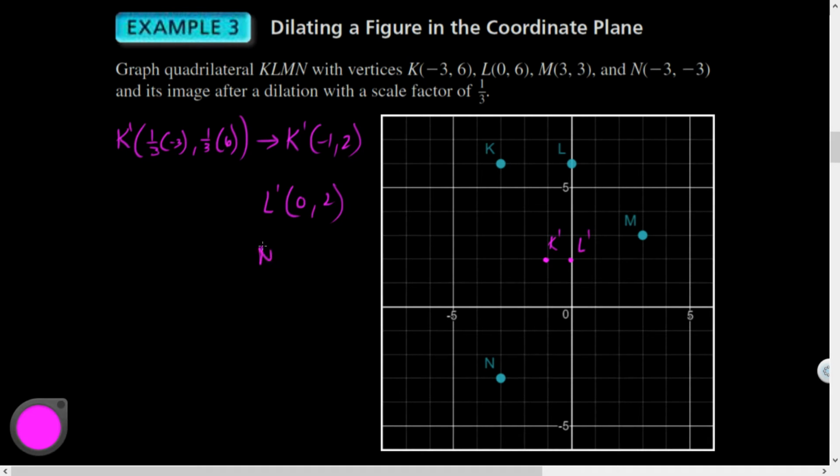N prime is going to be 1/3 of -3 is -1, 1/3 of -3 is -1, left 1, down 1, N prime. And lastly, oh, guys, I missed M. I did it in the wrong order. That's fine. I'll just deal with it. 1/3 of 3 is 1. 1/3 of 3 is 1. Over 1, up 1. M prime.